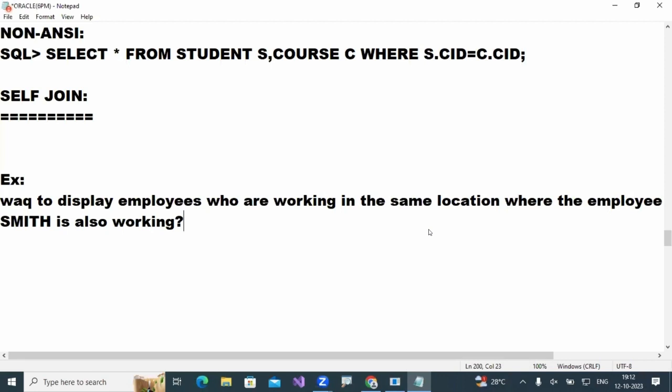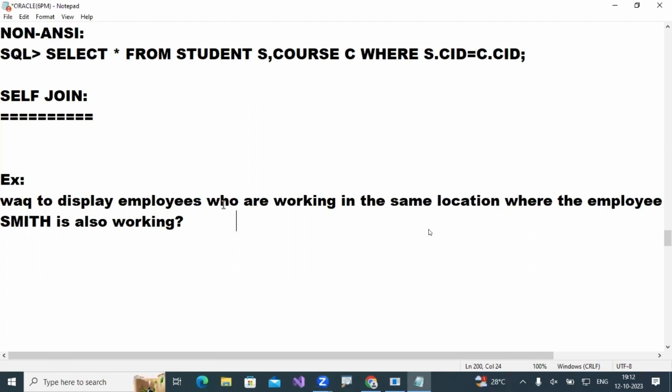Smith is working in which location? In the same location, are there any other employees also working? That is the question. Do you understand the question now? Can you fulfill this requirement without a join? Let's try. Reader, in the question, do you have any location name?